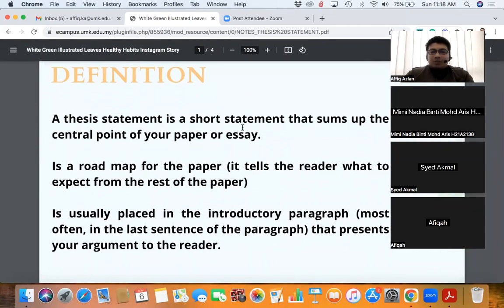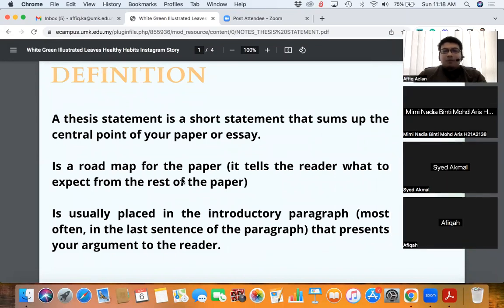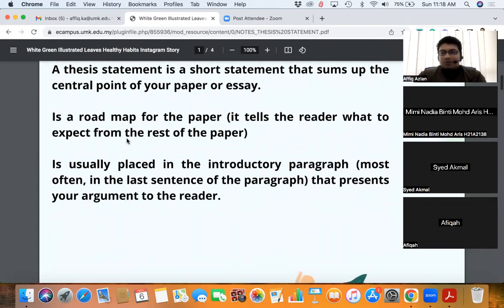It is a short statement that sums up the central point of your essay, the focus of your essay. We call it the roadmap. So when people read your thesis statement, they know what you're going to discuss. The same goes when you're giving a presentation. Similarly, you need to have a thesis statement, so people will be attracted to the introduction of your presentation. They will want to listen to the rest of your presentation because they get a brief idea of what you're going to discuss.